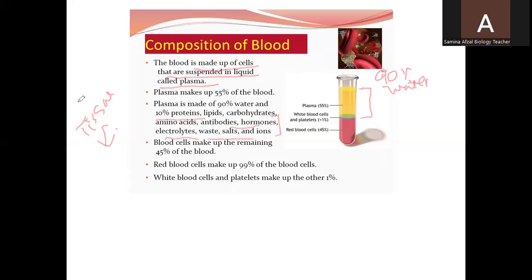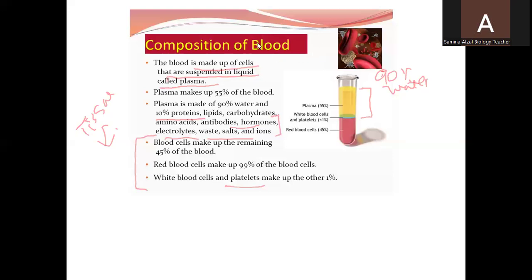And there are cells inside the plasma. They float in the plasma. They are red blood cells, white blood cells, and platelets. The red blood cells and white blood cells all have different functions, which we will discuss in the next video.